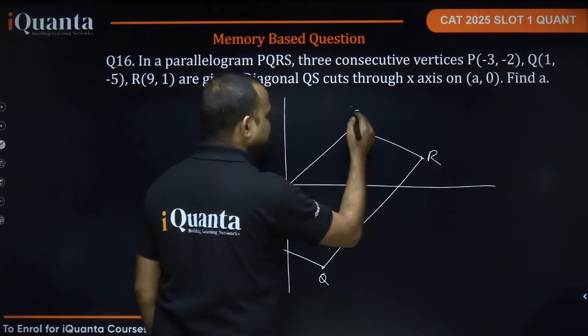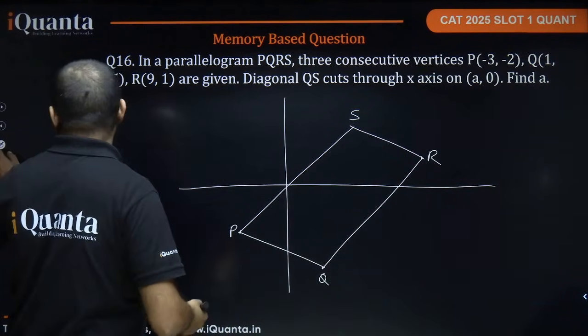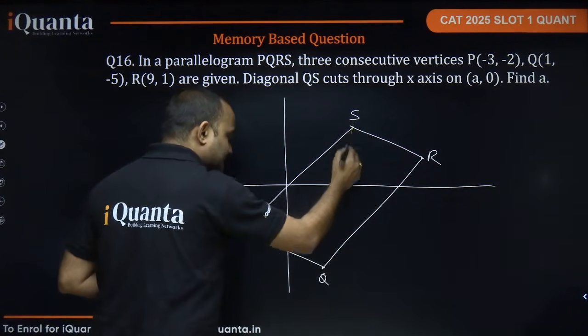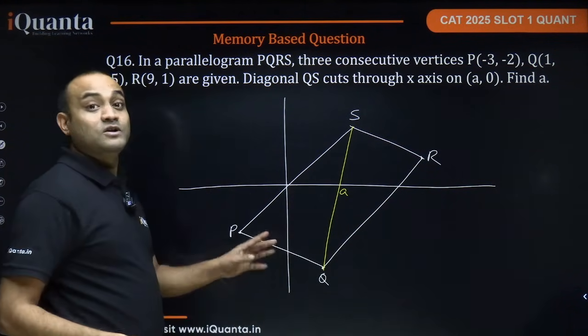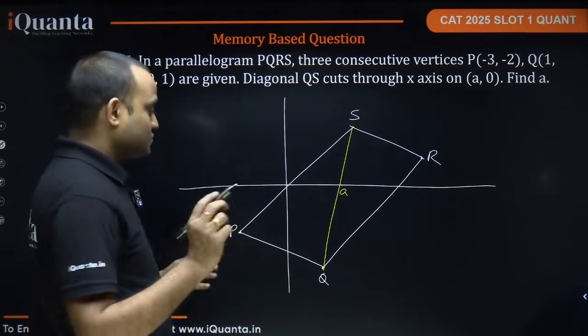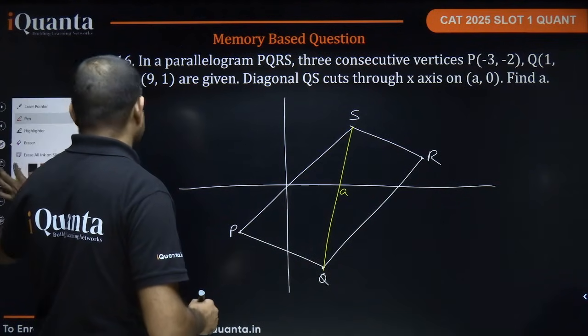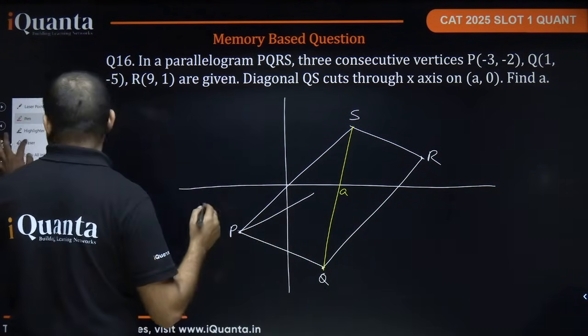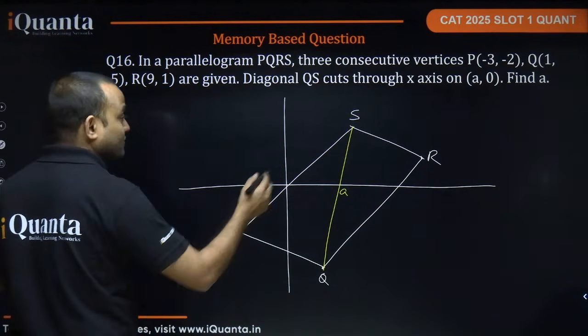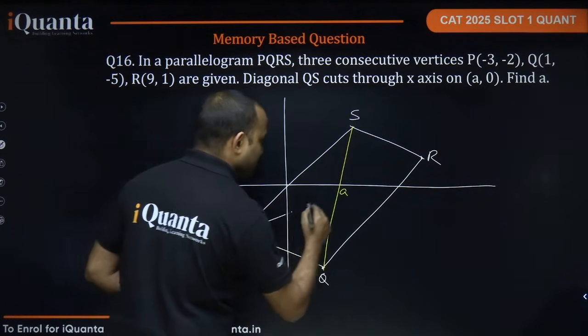This will be S. Now it says this SQ is cutting the x-axis at point A. We need to find this value A, right? How do we solve this? First of all, what we need to understand here is that we join these two diagonals. First, we need to find the value of S. This is how we solve it.